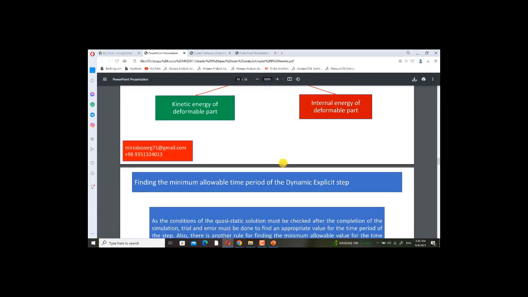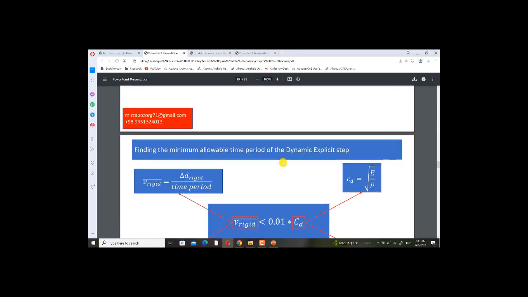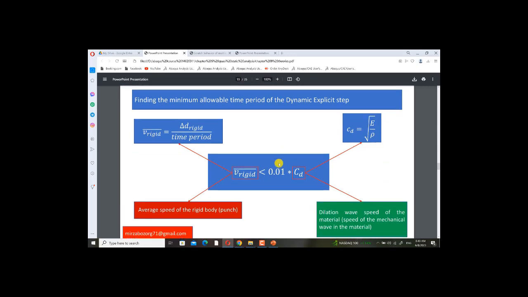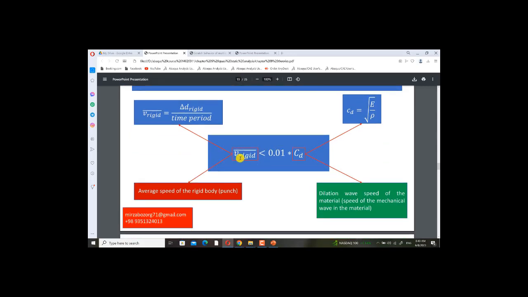But if we don't want to do trial and error, we can use another procedure. We can use this formula. The average speed of the rigid part or rigid punch must be less than 1% of the wave speed. And the average speed of the rigid body is equal to the distance of its displacement divided by the time period. And also we know the value of CD.